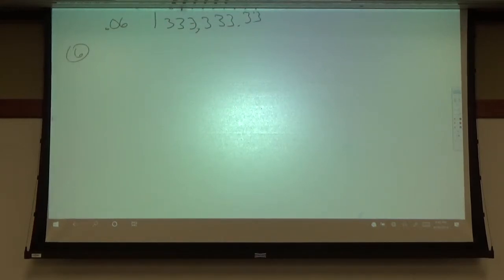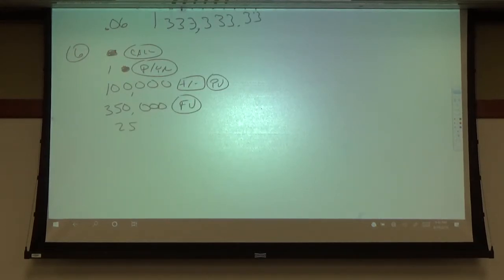Number 6. All right, got a property, you want to buy a piece of land today, sell it for $350,000 at the end of 25 years, what's your rate of return? Okay, in this case, this is annual. So clear everything out. 1 payment per year. 100,000 is what you buy it for, and so we're going to make that a negative present value. We're going to sell it for 350,000, make that a positive over 25 years.